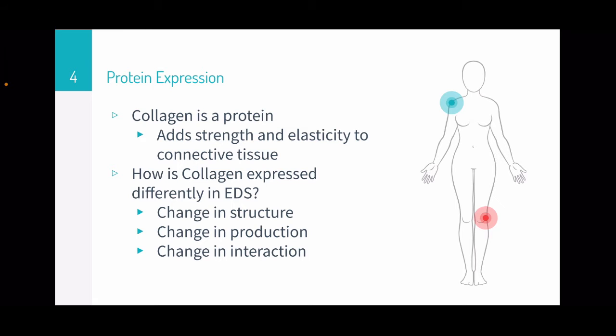And in general, it's supposed to add strength and elasticity to the connective tissue, but because the mutation has changed the structure, production, and interaction in general, it can weaken the connective tissues in the skin, bones, blood vessels, organs, and it just results in all those symptoms that I'm going to list later on about this disorder.